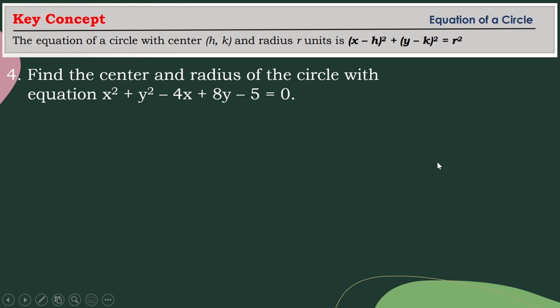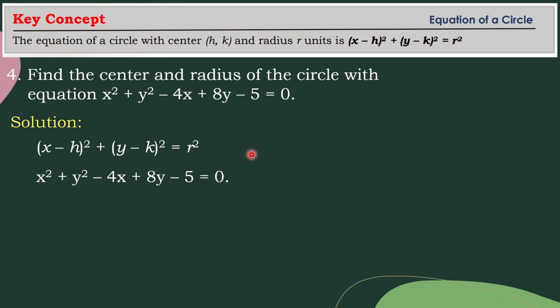Okay, let's have another example. Find the center and radius of the circle with equation x squared plus y squared minus 4x plus 8y minus 5 equals 0. So this is the solution. Again, we are going to use the standard equation of the circle, which is denoted by this. Just copy the original equation as your pattern.